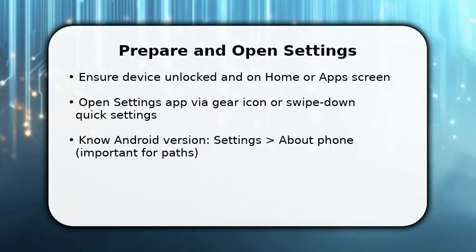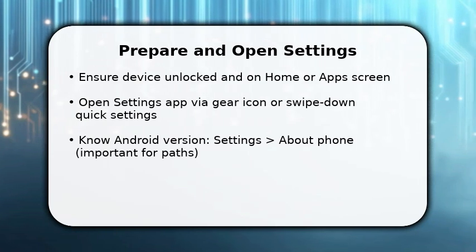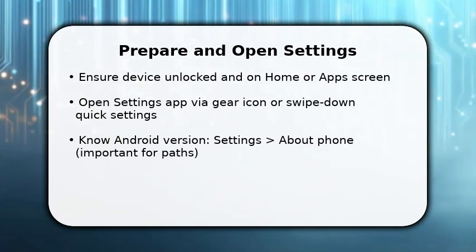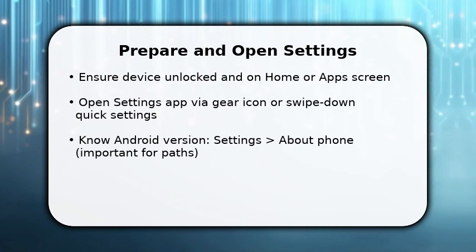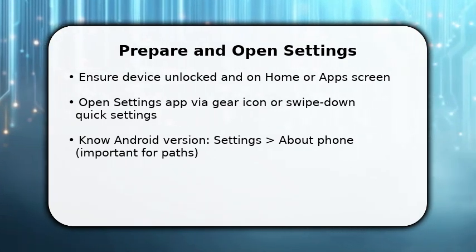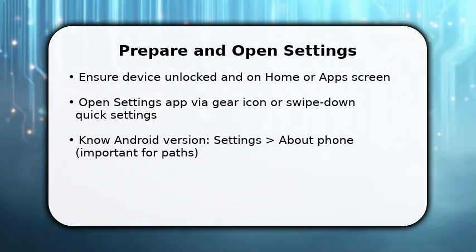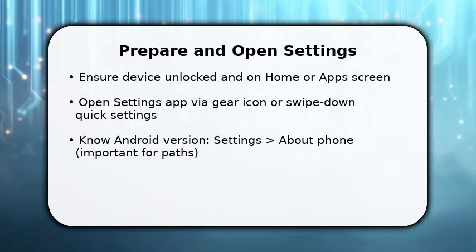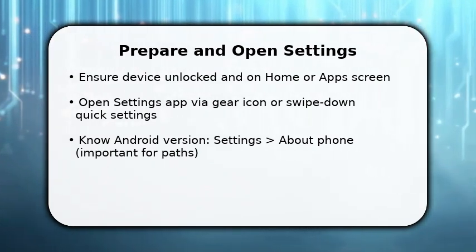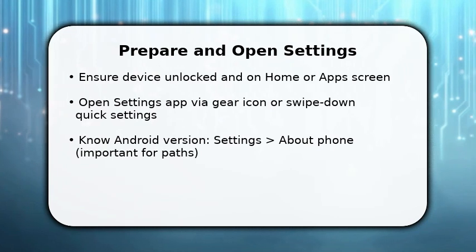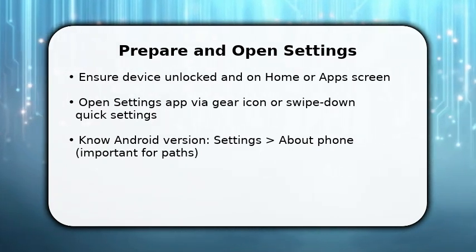You start by confirming your phone is unlocked and on the home screen. This avoids accidental taps. Open settings using the gear icon or swipe down and tap the gear. If you're not sure which path to follow, check settings about phone to note your Android version, because the blue light filter label may differ. This small check saves time.